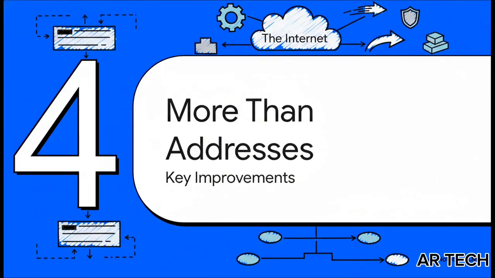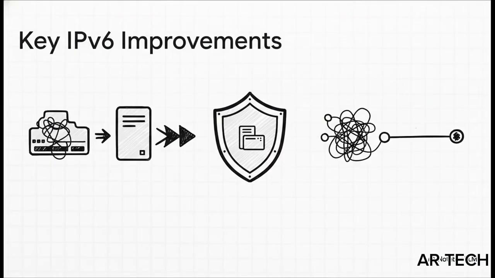But here's the kicker. Solving the address problem wasn't the only goal. The engineers who designed IPv6 took the opportunity to make the whole internet just work better. So, IPv6 came with some really serious upgrades. It actually simplifies how data packets are labeled, which makes the whole process faster. It also has much better security features built right into its core. And it allows for more efficient routing, which means data can find its way across the internet more directly. So it's not just a bigger internet, it's a smarter one too.